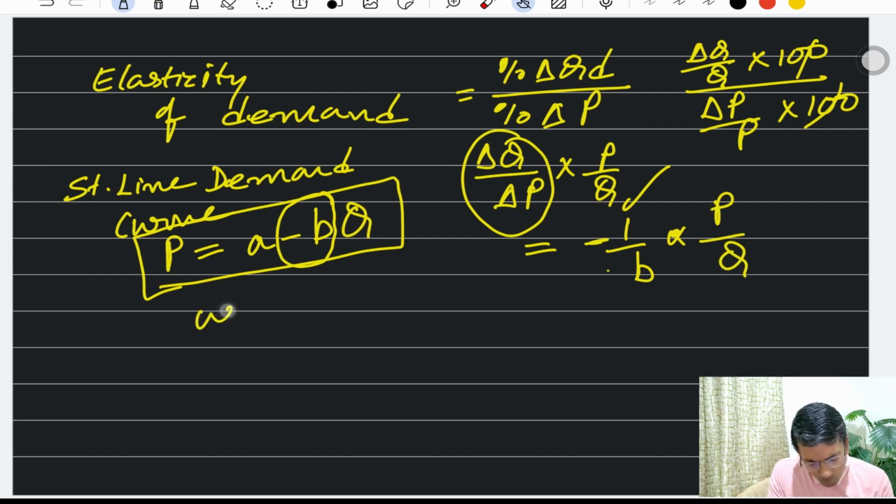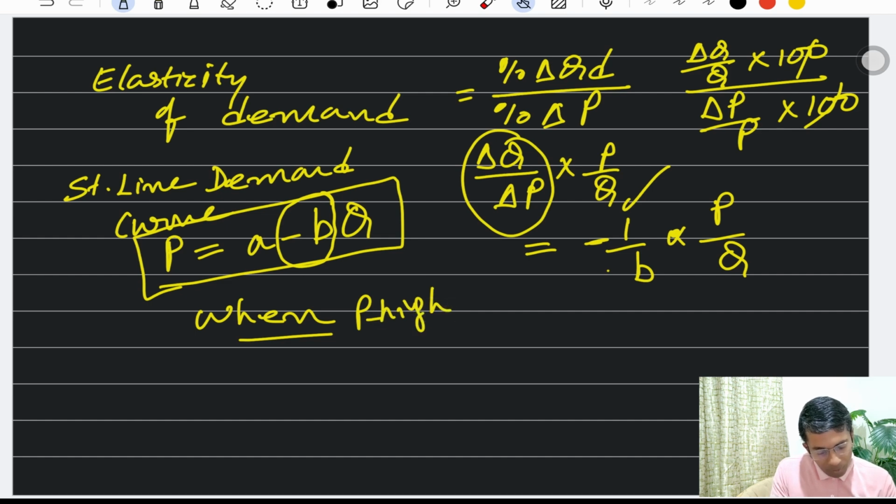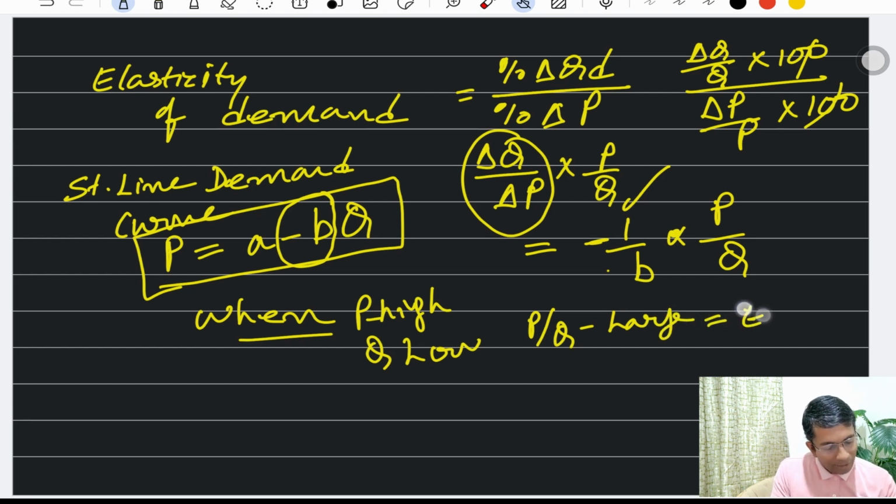Let's go to the different scenarios. When P is high, and then Q is low, P by Q is going to be large, and that makes it elastic. That will make the whole thing elastic when we take P high. And then the other way around, let's take when P is low, and then obviously Q is going to be high.